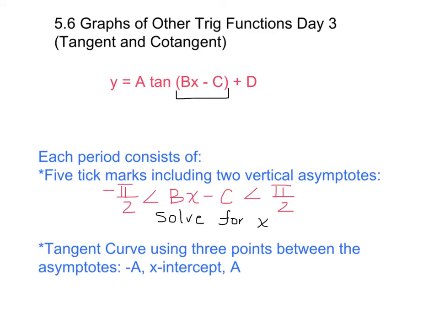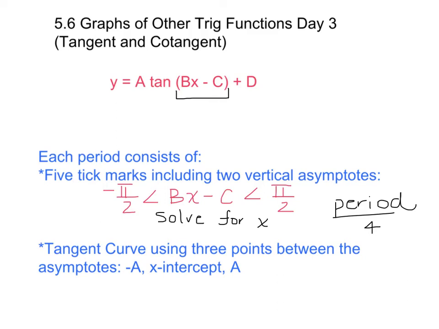By doing that, that's going to tell you where you're going to put your first pair of vertical asymptotes, because that would be 1 period. Now, to get your tick marks, you have to find what your period is. Find the distance between your first pair of asymptotes, and then you'll take your period and you'll divide it by 4 still. But the only difference is your first and your 5th tick mark will have a vertical asymptote.